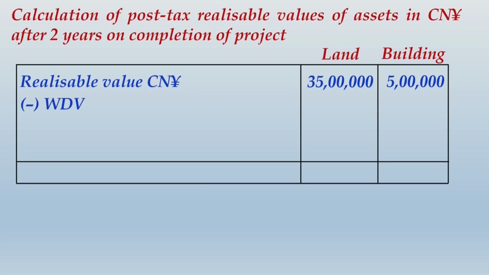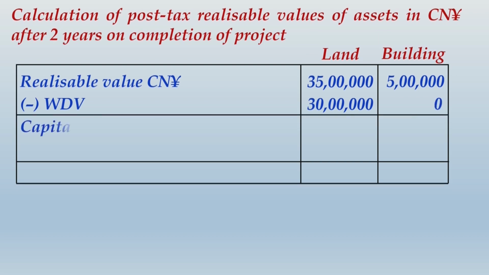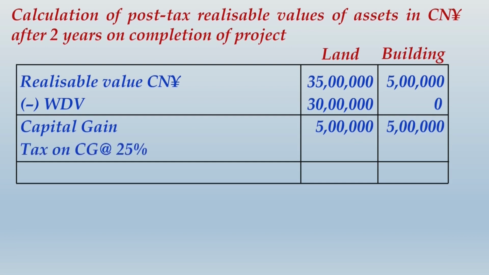From this we will subtract the WDV. Now land not being a depreciable asset, its WDV will be the same amount as you have incurred as cost. The cost of land was 30 lakhs and in case of building, the depreciation of the entire cost has been charged already over 2 years on a straight line basis. So WDV of building is 0. Capital gain will be the realizable value minus WDV, which is 5 lakhs in each case. Tax on capital gain will be at 25%, which is 1,25,000 Chinese yuan in each case.